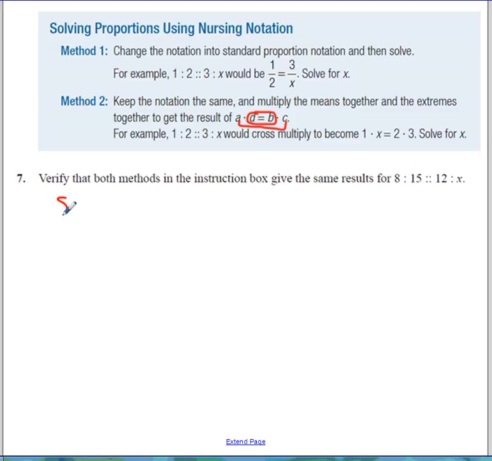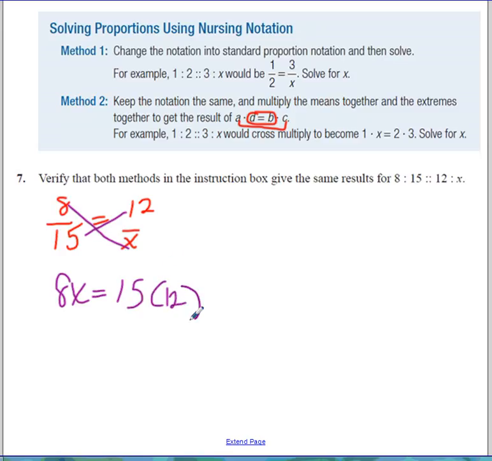So first let's write it in fraction form. 8/15 equals 12 over x. Cross multiplying, our 8 is across from our x, and that gives us the same value as the 15 times the 12, or the 12 times the 15. So next thing to do is simplify our right hand side, and 12 times 15 is 180.